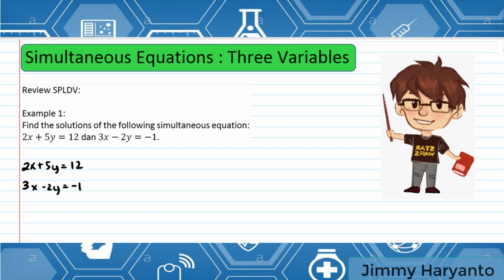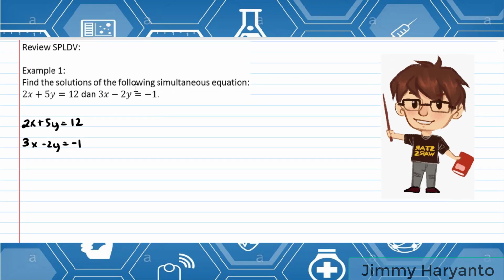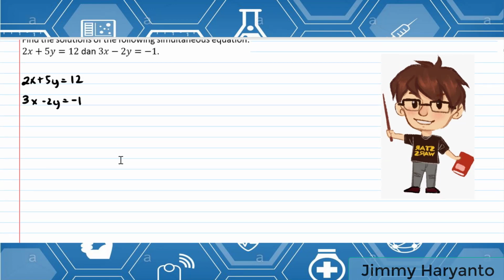But before we go to 3 variables, I want to review our SPLDV. I will use the abbreviation in Indonesian, since in English there is no abbreviation for this one. Example 1. Find the solution of the following simultaneous equations. So I have these 2 equations, and I have to find the solution. In junior high school, you are forced to use one of the methods, which are elimination, substitution, and graphic. But now in high school, I will give you the freedom to choose your method.